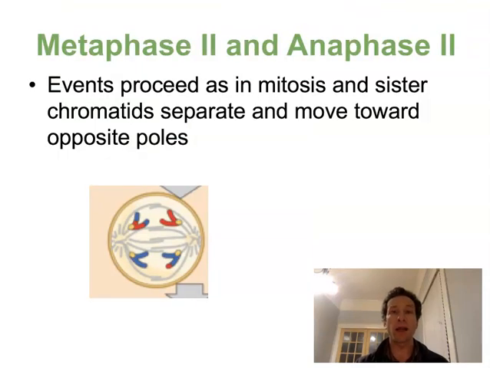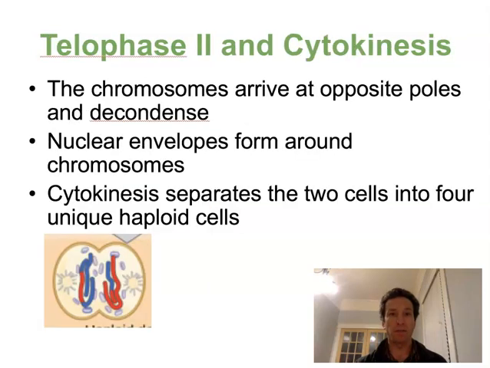Let's move on and look at metaphase 2 and anaphase 2. The events here are going to be the same as in mitosis. Sister chromatids are going to be pulled apart and towards opposite poles.